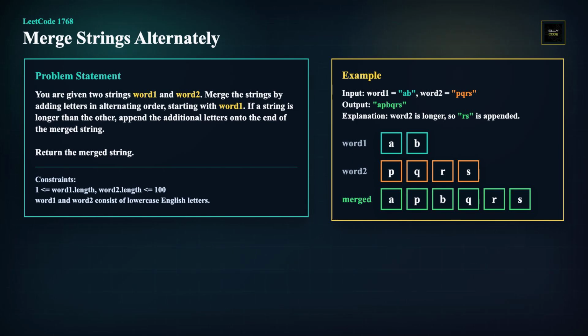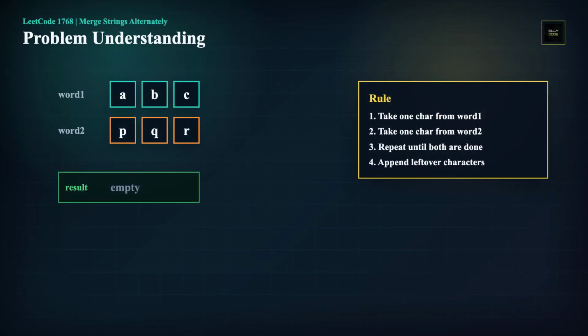The problem statement says, you are given two strings, word1 and word2. Merge the strings by adding letters in alternating order, starting with word1. If a string is longer than the other, append the additional letters onto the end of the merged string. Return the merged string. For example, word1 equals ab, and word2 equals pqrs. The output is apqrs, because word2 is longer, so rs is appended to the end. The constraints are small. Both strings have length from 1 to 100, and both strings contain lowercase English letters.